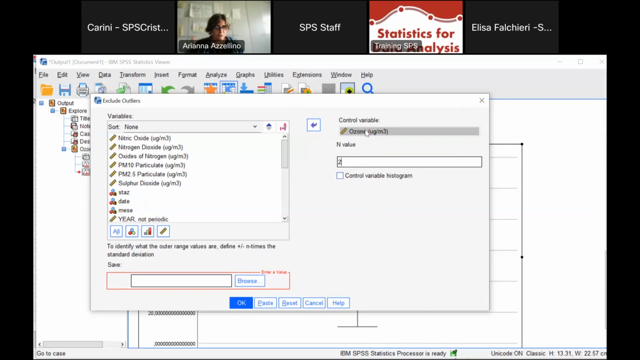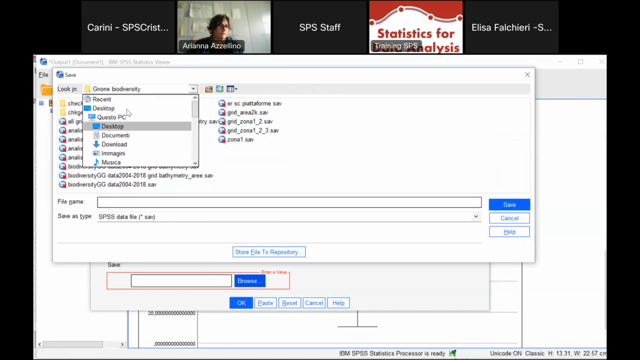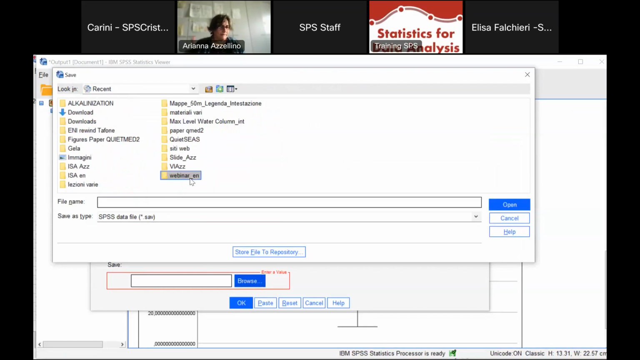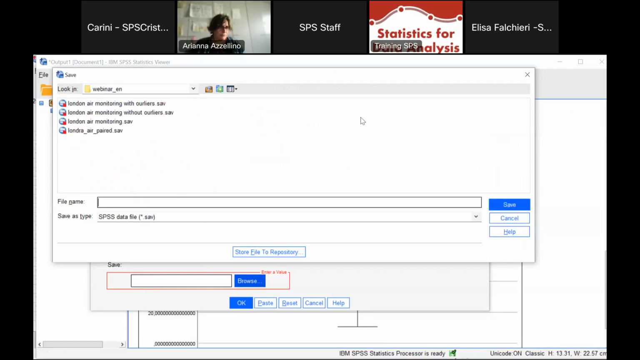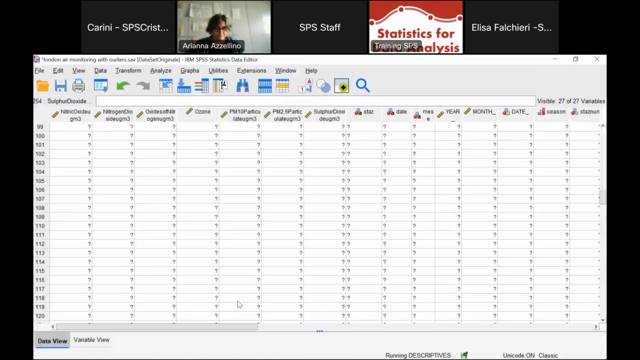So any value which is over 2 times the standard deviation will be cleaned and removed from my data set. I will also use the browse command to save this new clean file on my computer. So actually I am replacing the file I already have. I will execute the command.